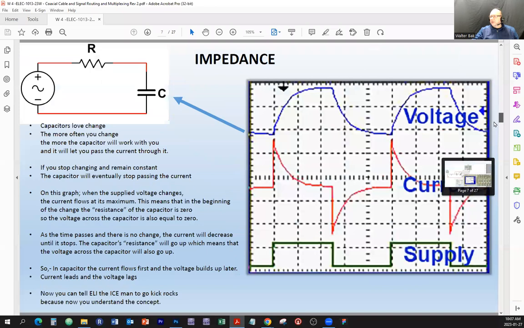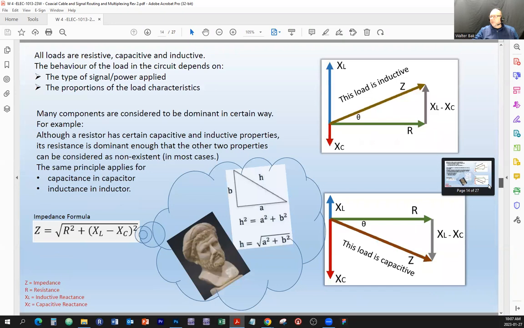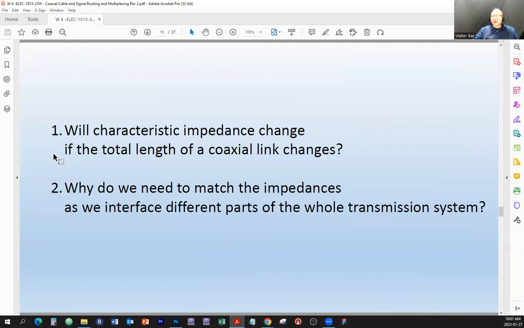All right, so as a quick recap from the last class that we had, which was pretty much yesterday. Where are we? Here. All right, so these two questions we should know the answers to.